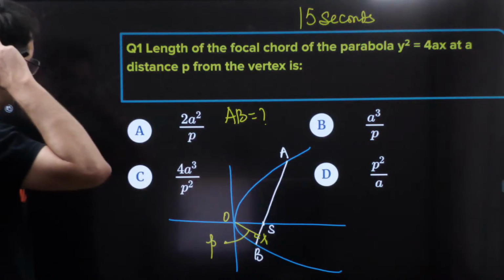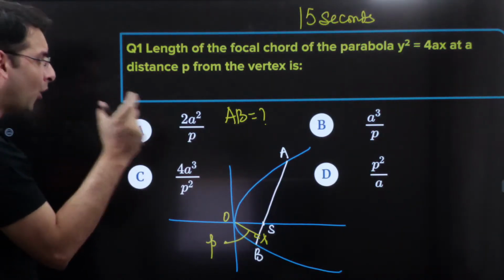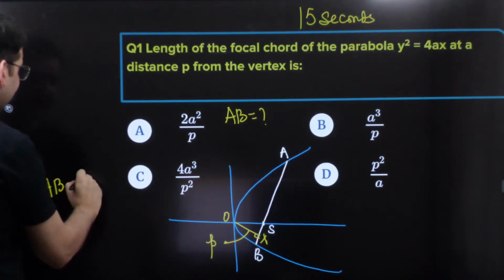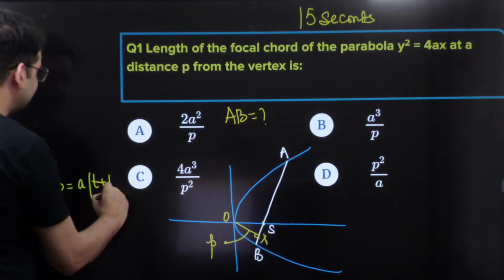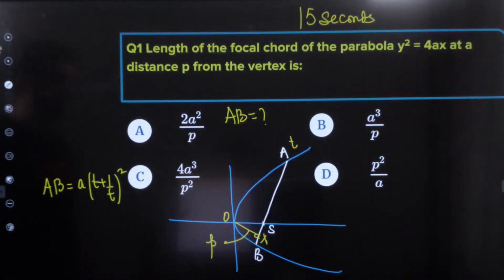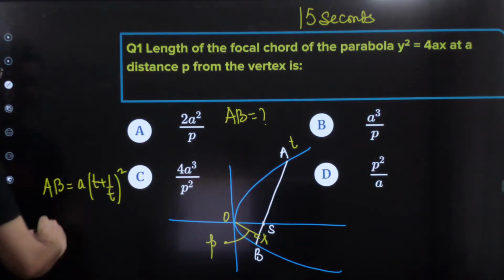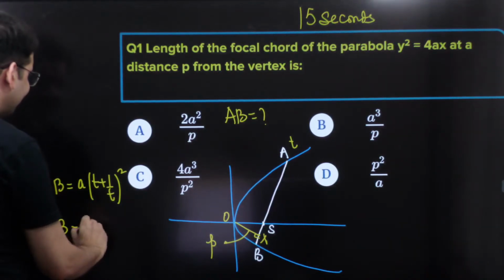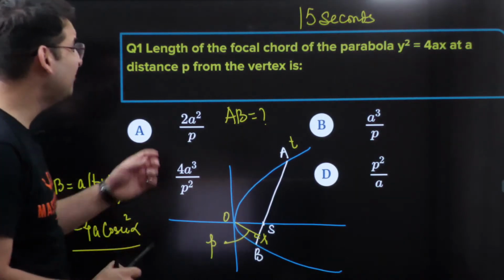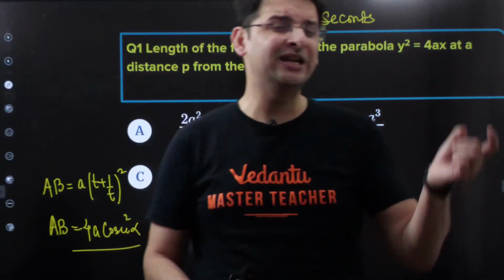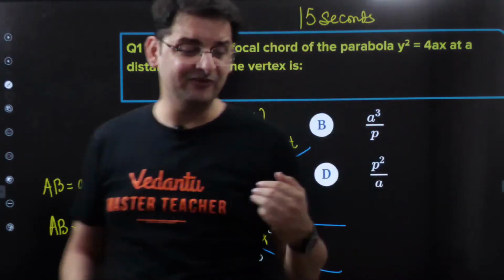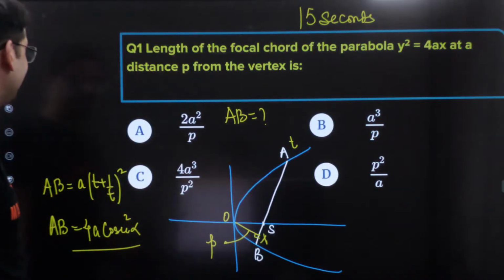All right, see, what are the formulas of the length? I remember one formula, which is A into T plus 1 by T whole square. This is one formula where this point is T. The other formula I remember is 4A cosecant square alpha. I had to find the length of the focal chord. Do I remember the formula? Yes, sir. There were two formulas, this and this. Now this is based on the T.